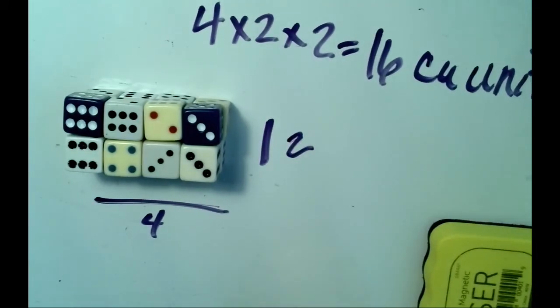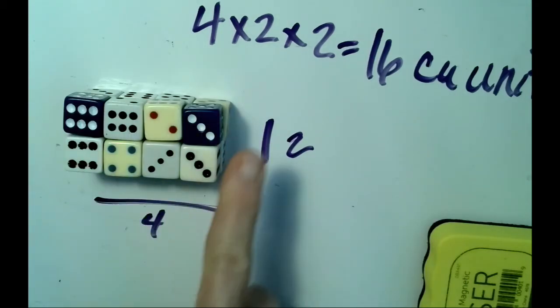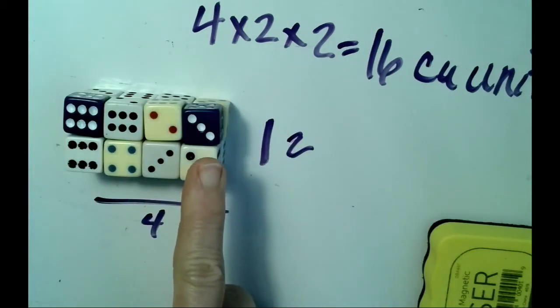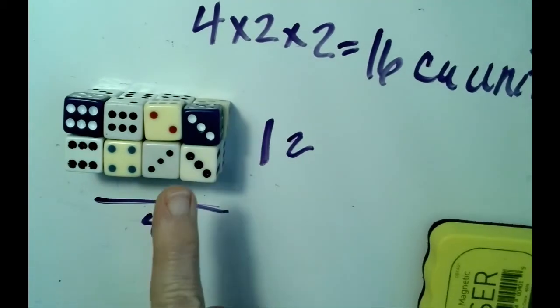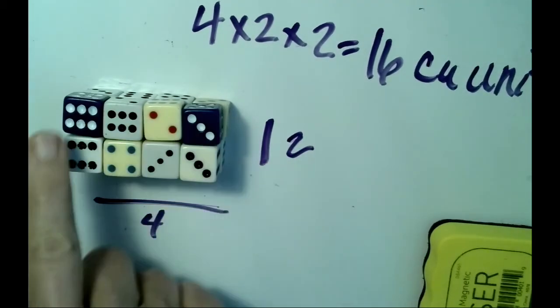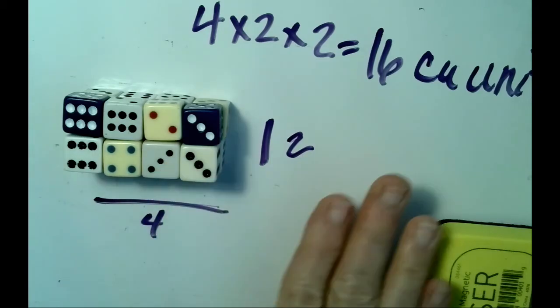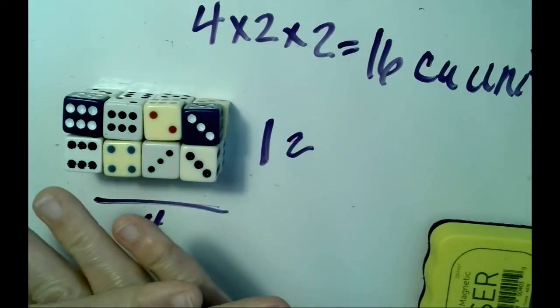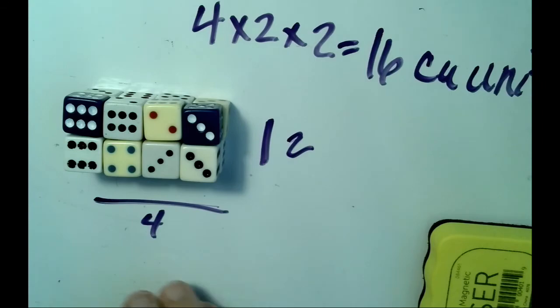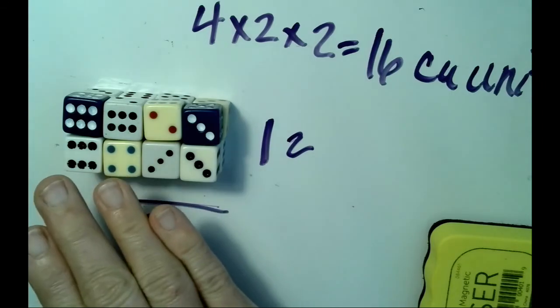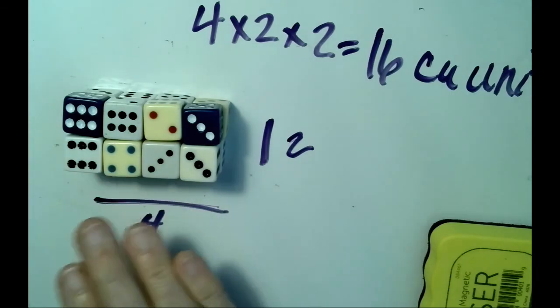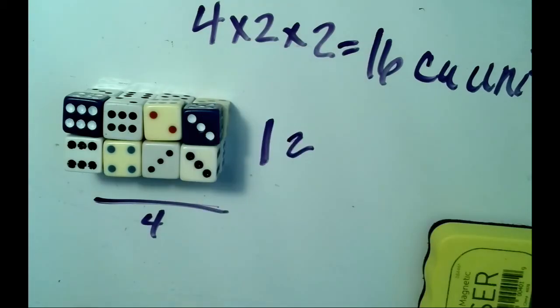And a shortcut would be to find a layer of cubes and then multiply it by the number of layers. So this layer has 8 cubes, and there are 2 layers that are stacked on top of each other. And so we would take the 8 cubes on each layer times the number of layers, which is 2, to get our total volume of 16 cubic units.